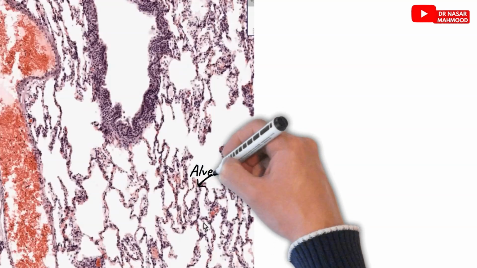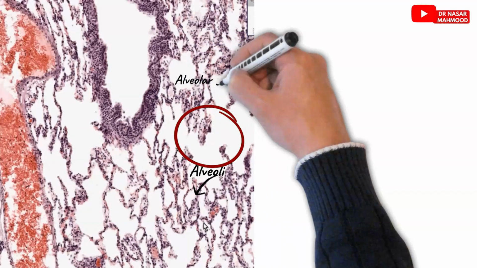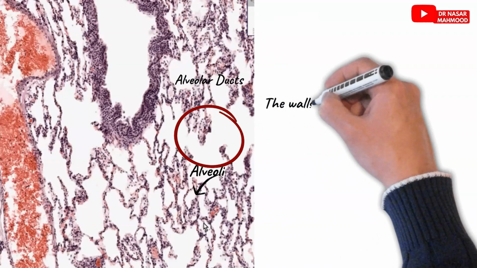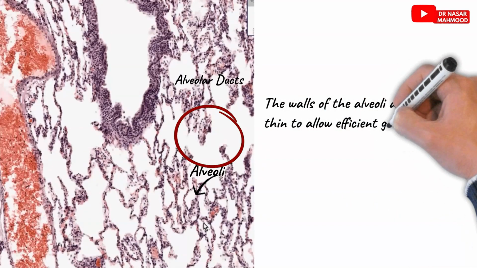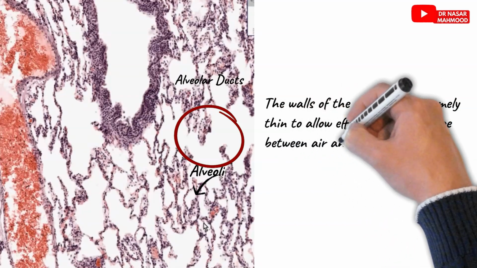The smallest air spaces in the lungs are the alveoli. These tiny sacs make up the majority of the lung tissue. Alveoli are grouped around passages called alveolar ducts, which serve as common openings for multiple alveoli. The walls of the alveoli are extremely thin to allow efficient gas exchange between air and blood.